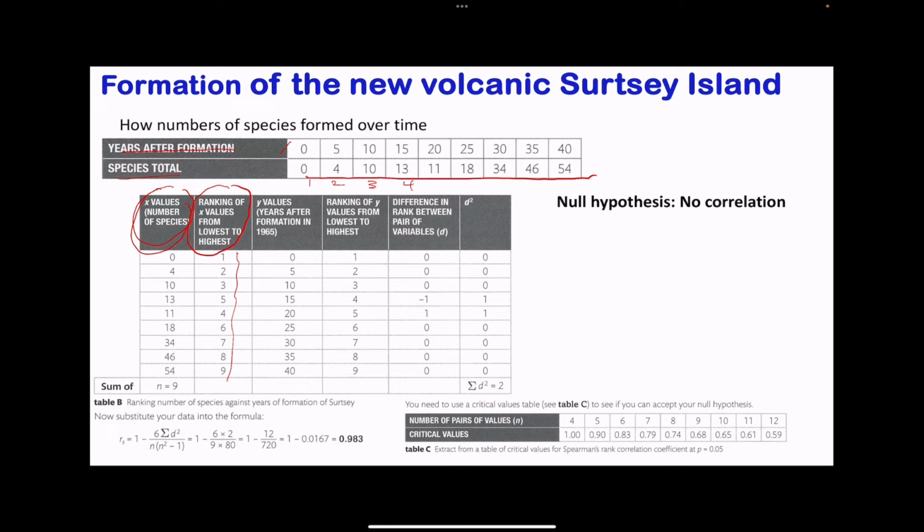Then the y values are going to be the years after formation. Still, we have 0 to 40, and again, they're already arranged in increasing order. We have 0, 5, 10, 15, 20, 25, 30, 35. Again, the ranks are 1 to 9.